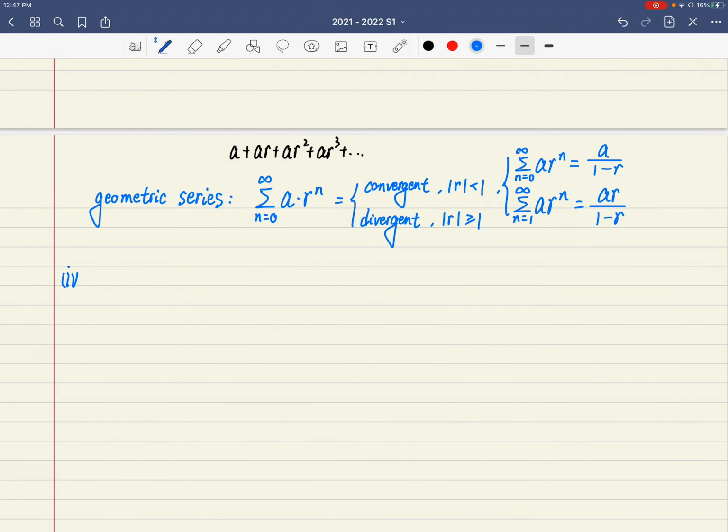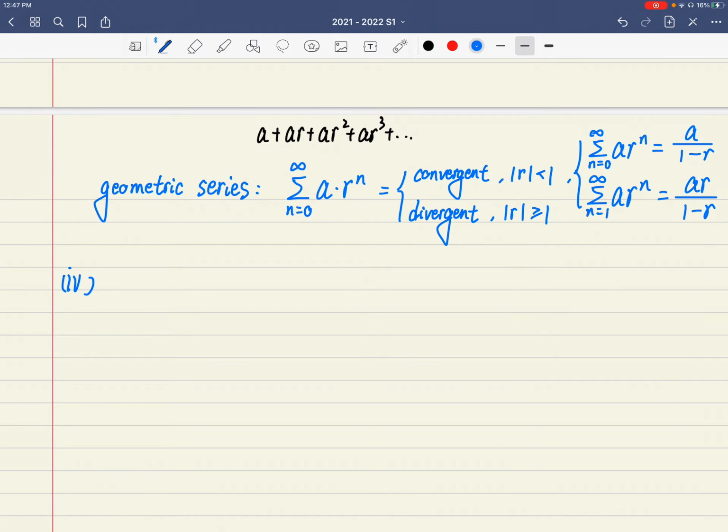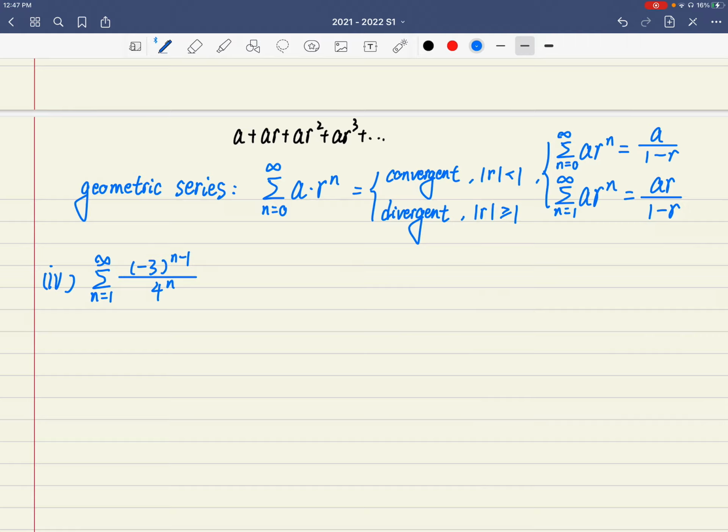So let's take a look at problem 4. It is the summation from n equals 1 to infinity of negative 3 to the power of n minus 1, over 4 to the power of n. First we want to reorganize it to make it look like this. I want my top to also be something to the power of n, so I have an extra negative 1 here. So it's negative 3 to the power of negative 1 times negative 3 to the power of n, over 4 to the power of n.